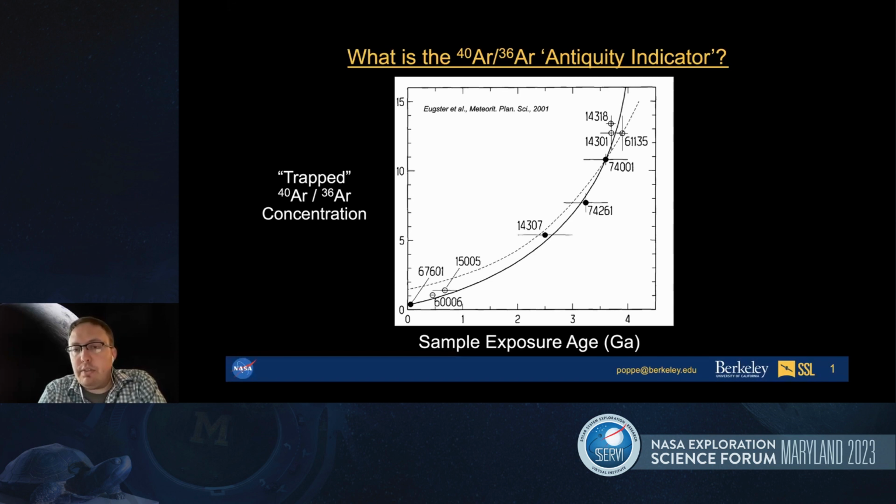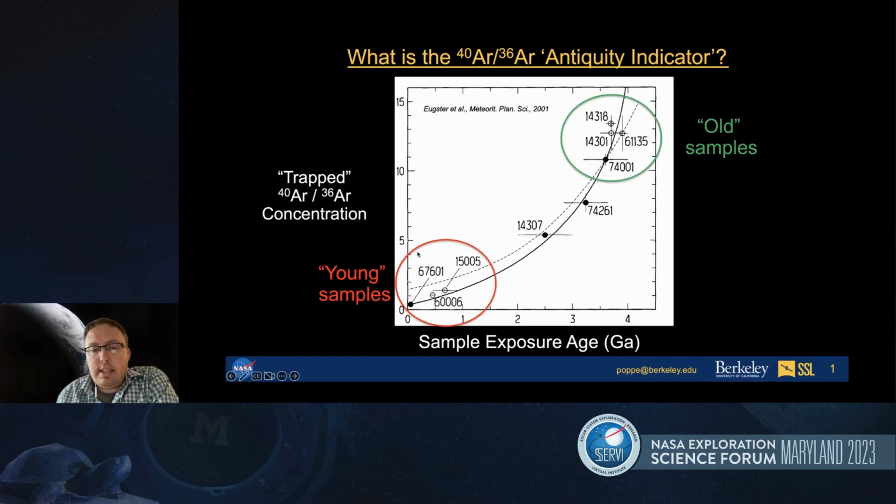And the figure I showed here is a compilation from an Oixer et al. 2001 figure, which plots the inferred sample exposure age on the x-axis versus this ratio of 40 argon over 36 argon for a number of different lunar samples. The way to interpret this plot is that the youngest samples, those that were exposed to the solar wind in very recent times, geologically speaking, tend to have lower ratios of 40 over 36 argon. Whereas very old samples, those exposed to the solar wind several billion years ago, tend to have much higher 40 argon over 36 argon ratios.